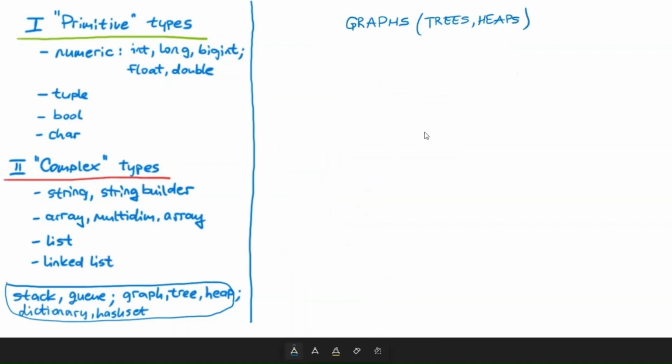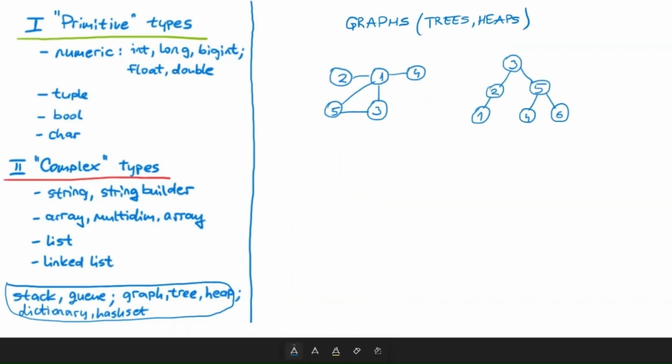Now, let's talk about graphs. You must have met data structures like these. Both of them represent graphs, but the second one is more specific, and it's called a tree because it satisfies some additional conditions. For example, there are no cycles.